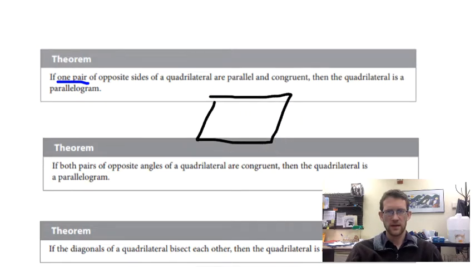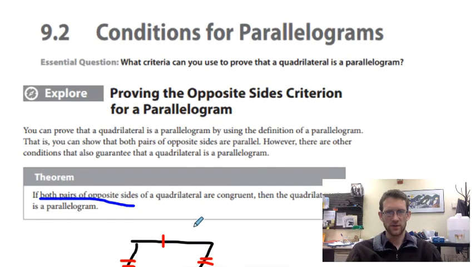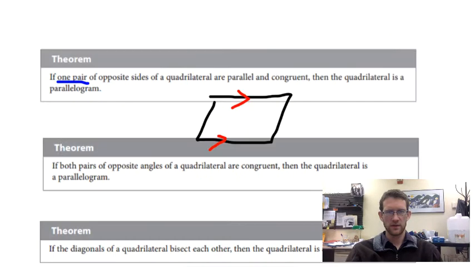Okay, this one here, same sort of deal. This one says if one pair of opposite sides are parallel, so that one is parallel to this one, oh my gosh, I used congruent marks. No, that's fine. So they're parallel and they're congruent. Then it's a parallelogram.